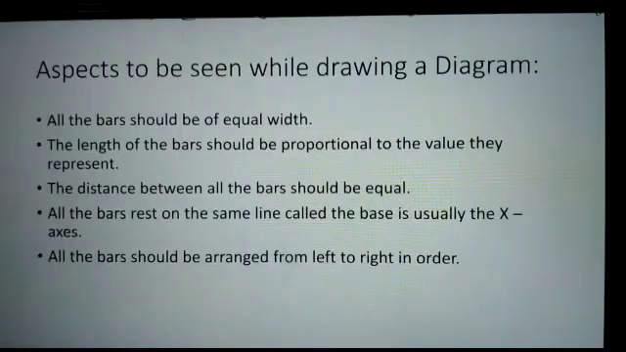We shall see the aspects, rules or guidelines to be considered while drawing a bar graph. The width of the bars does not represent any data, hence all the bars should be of equal width. The length of the bars should be proportional to the value of the variable. The distance between all the bars should be equal. All the bars should rest on the same line, which is the x-axis. All the bars should be arranged from left to right in order of the data series. Therefore, the bar representing the first data in the series is drawn near the point of origin.